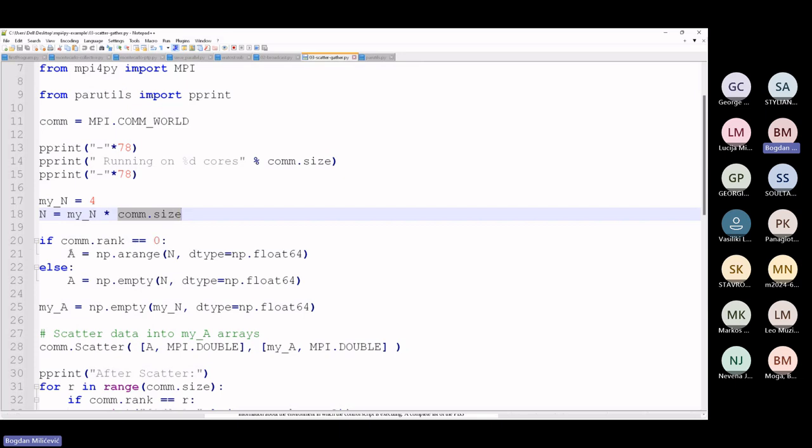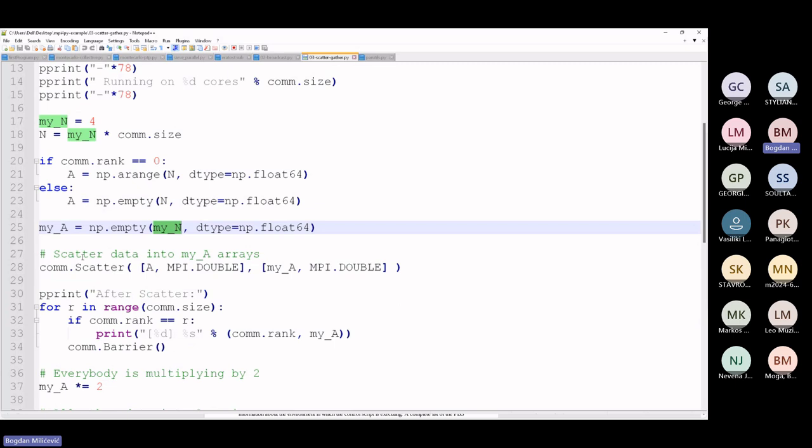If we are the zeroth process, we are creating the numbers from 0 until n. If we are not, we are creating an empty array. Okay, and then we are creating a larger empty array. So this A is a smaller empty array with only n values, and this my A has 4 times the number of processes values. If we perform scatter from A to my A, we will change something.